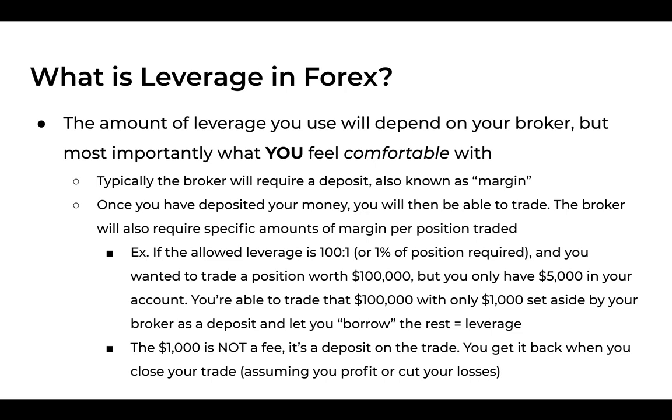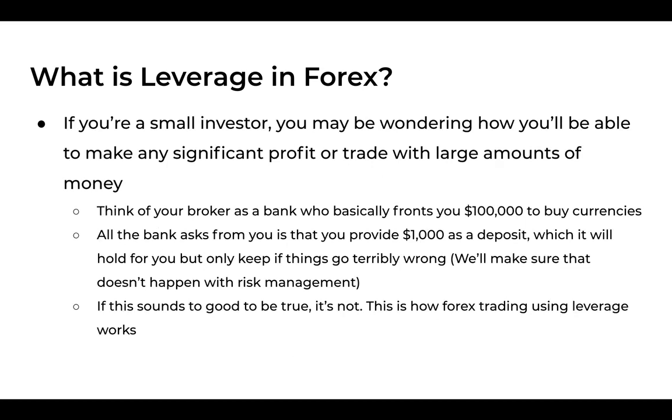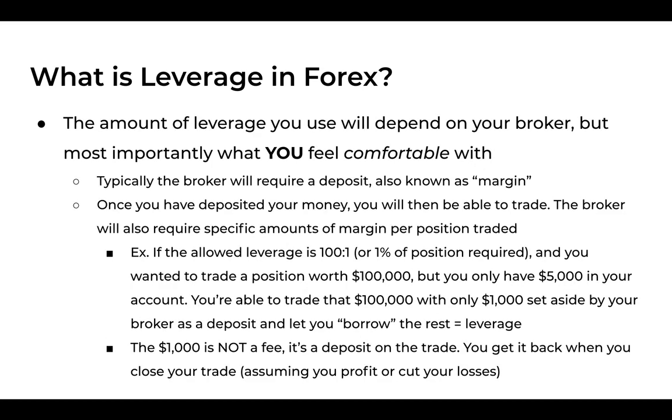So as an example, if the allowed leverage, as we talked about just now, is 100 to 1 or 1% of position required, and you wanted to trade a position worth $100,000, but you only have $5,000 in your account, you're able to trade that $100,000 with only $1,000 set aside by your broker as a deposit, and it lets you borrow the rest, which of course is leverage. So $1,000 is not a fee. You're not going to lose that money. It's a deposit on the trade. So you get that back when you close your trade out, assuming you profit or at least cut your losses and didn't lose too much of that money.